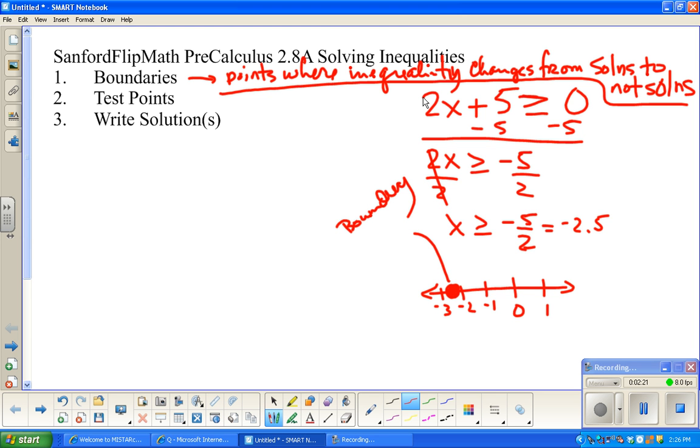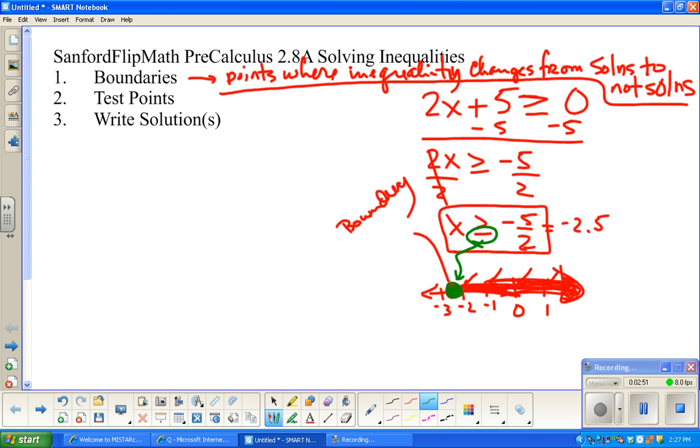And then the question becomes, okay, which ones are solutions? Well, in this case, it's pretty obvious. It's the values that are greater than or equal to that value. So things greater than that are like negative 2, negative 1, 0, 1. Those are all bigger than negative 2.5, so we would shade to the right. And then the other issue is, yes, you fill in that point because of the or equal to. In other words, the boundary itself is a value included.